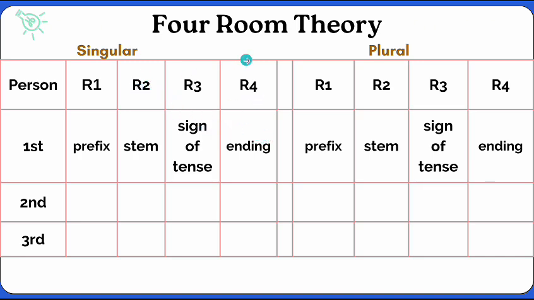Look at room 2 and room 4. They are very crucial, very important, because any Greek verb throughout all forms, all tenses, will have the stem and the ending. There may not be a prefix, a suffix, an infix, or the sign of tense for that matter, but focus on these ones. This works for all the second and third person, in the plural and in the singular as well. So room 1, prefix; room 2, stem; room 3, sign of tense; room 4, ending.